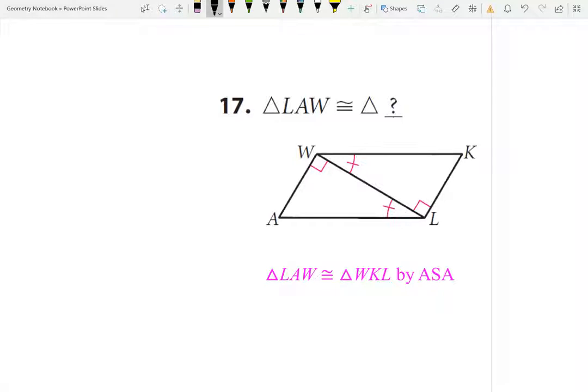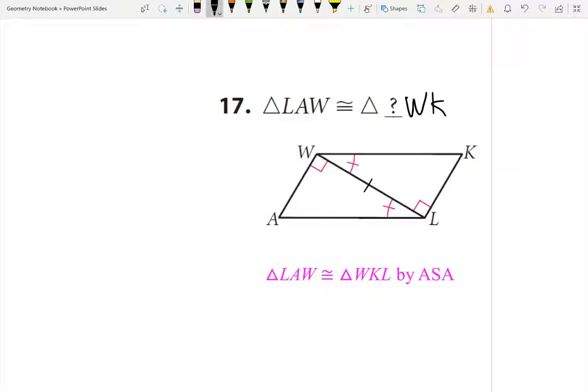Well, it looks like we have a right angle, another angle, and this side's congruent to itself. So that's going to be angle, side, angle. Side is included. It's an included side between two angles. So notice, let's see, what order are we going to write this in? Well, L corresponds to W. W is the right angle over here. The next is A, and A is going to correspond to K.